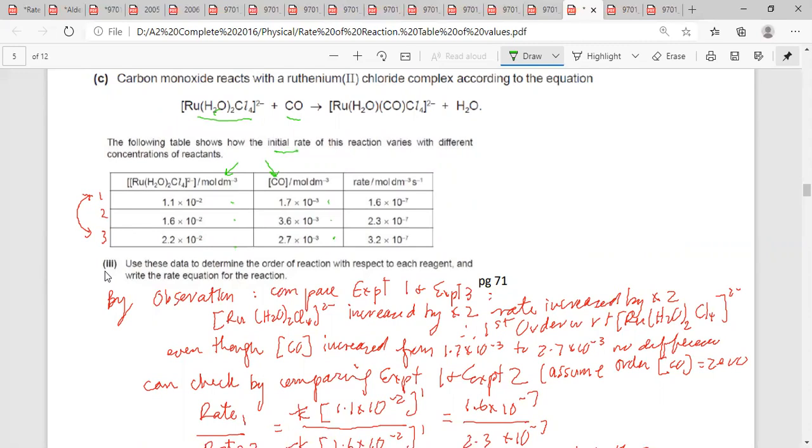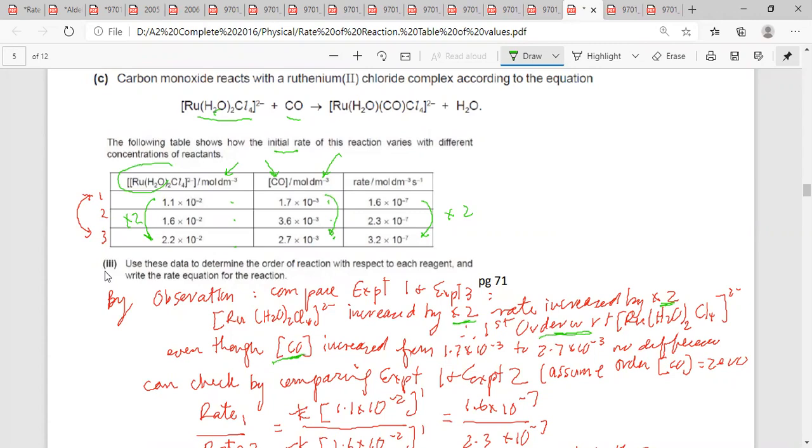Now, look at here. From 1 and 3, it's times 2, isn't it? Now, look at the rate. It's also times 2. They will give you something simple, very easy to do. Otherwise, putting in the ratio is very hard because this can be variable. So times 2, times 2 means this one must be power 1. So I put down: concentration of your ruthenium complex increased by 2, the rate also increased by 2, therefore first order. Even though the concentration of CO increases from 0.17 to 2.7, it does not affect it.